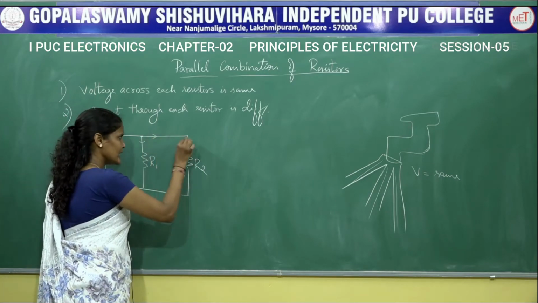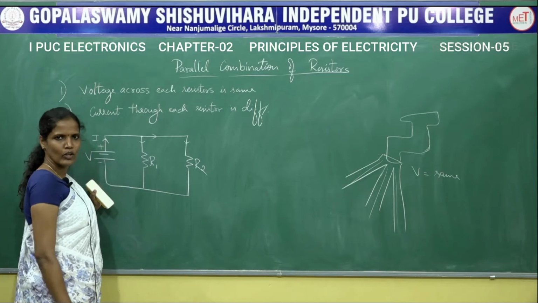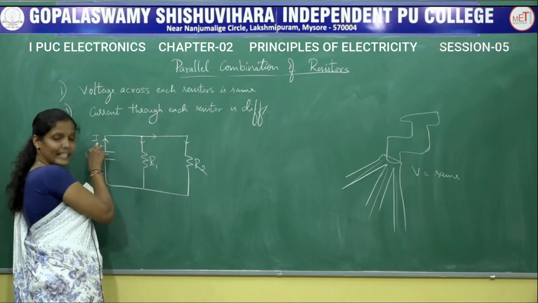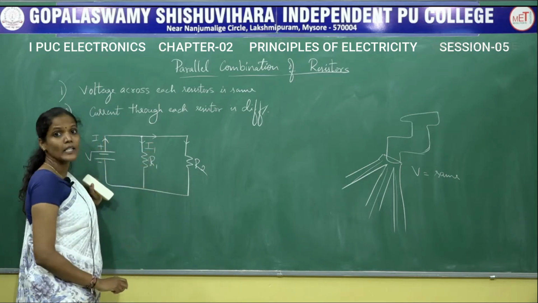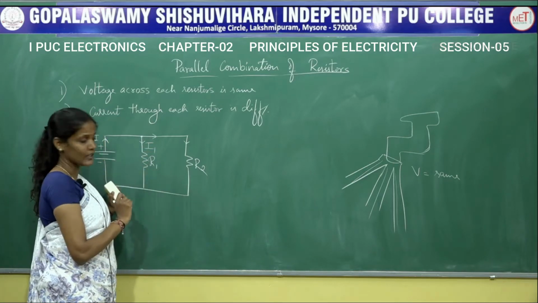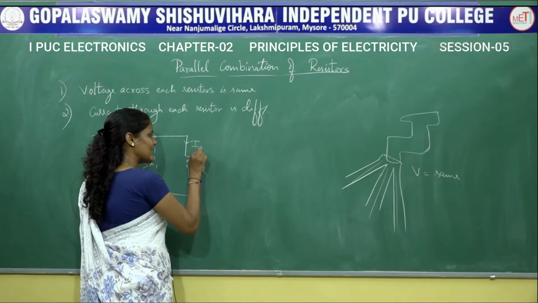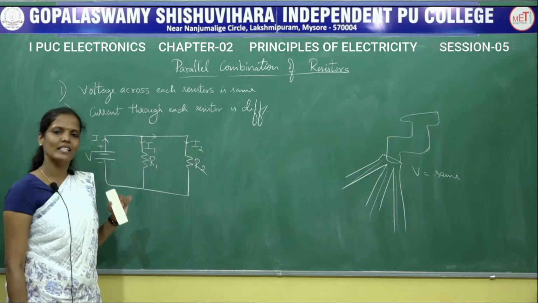The current has to flow both in this particular direction as well as in this particular direction. That is, ee kadeyinda bandid current ee resistor ge hige flow agutte. This is the total current I, whereas this will be named as the current I1 which is flowing through the resistor R1, and this as I2 which is flowing through the resistor R2.